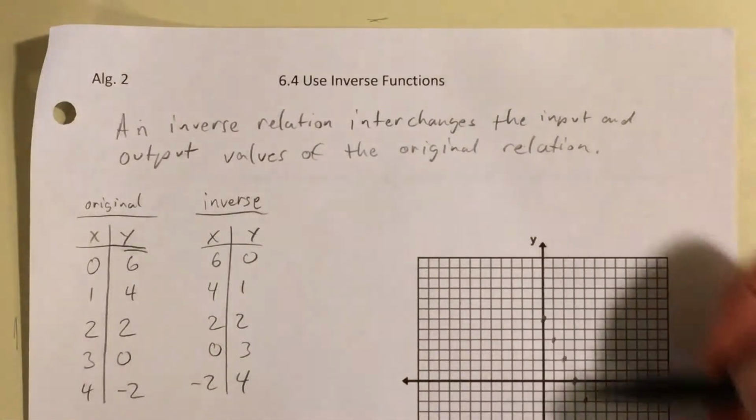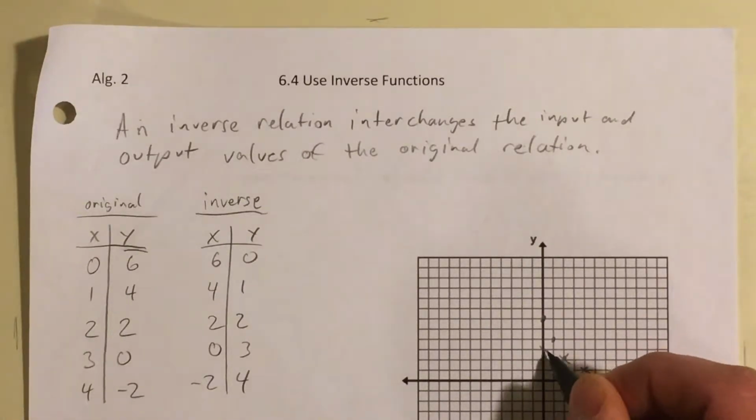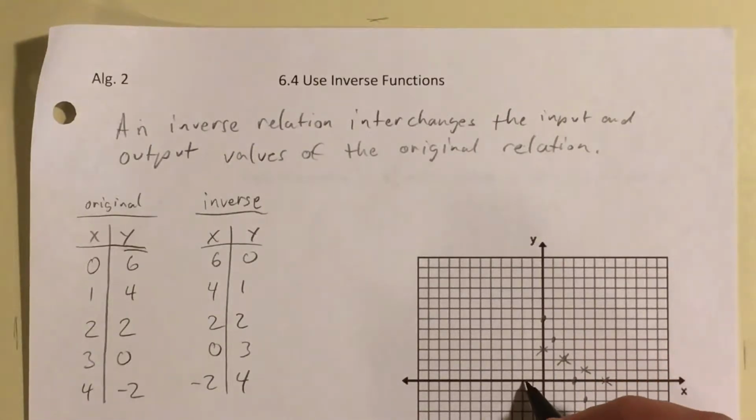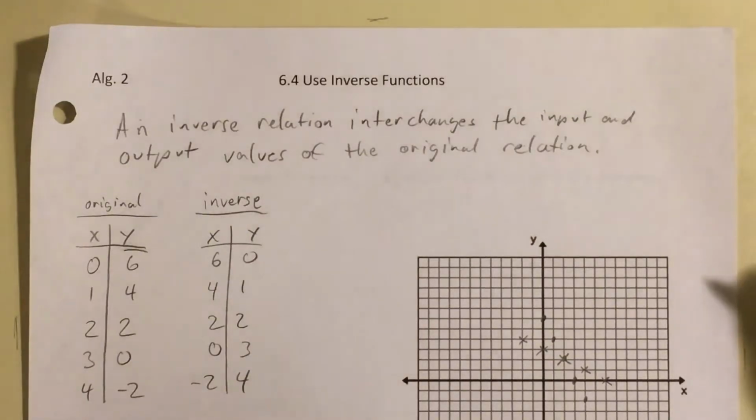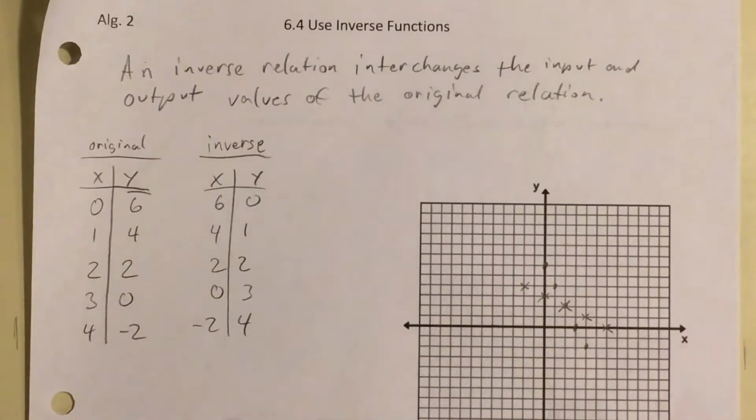All right, so that's our original function. And now I think I'll use x's instead of points to denote my inverse function, just to keep track of things. So 6, 0, 4, 1, 2, 2, 0, 3, -2, 4. All right, so we've got our original coordinates, we've got our inverse coordinates.